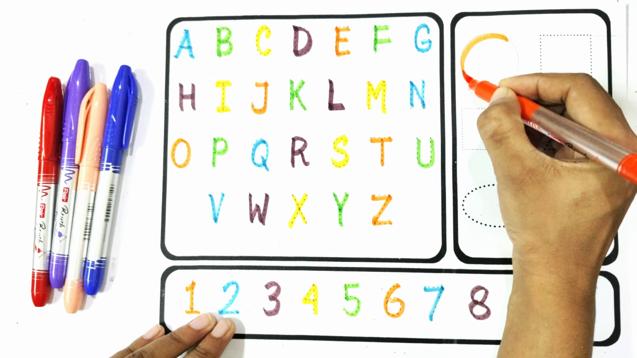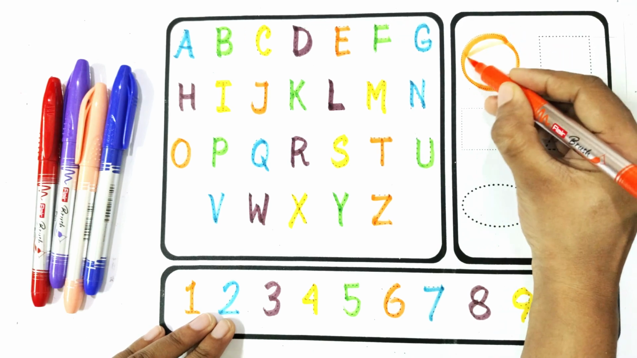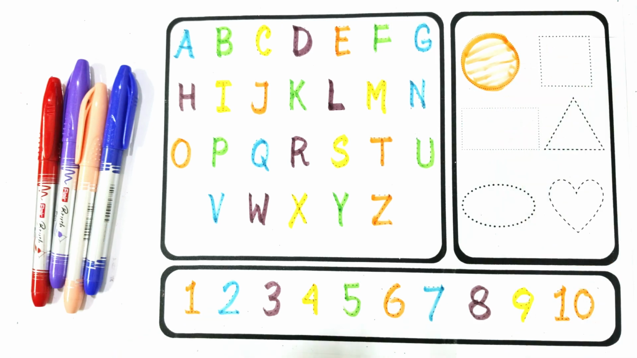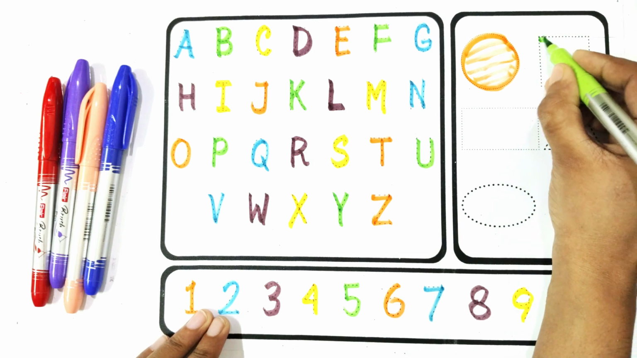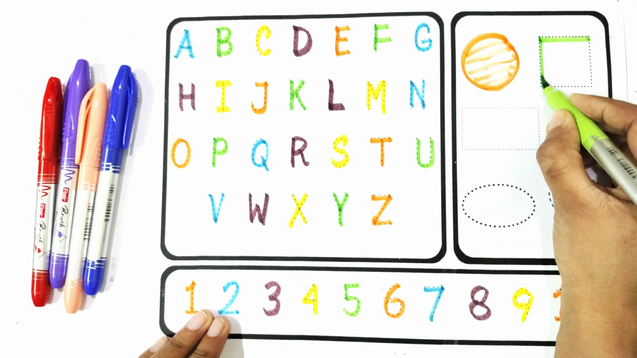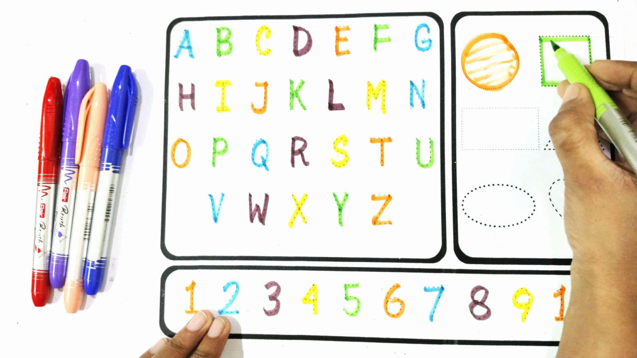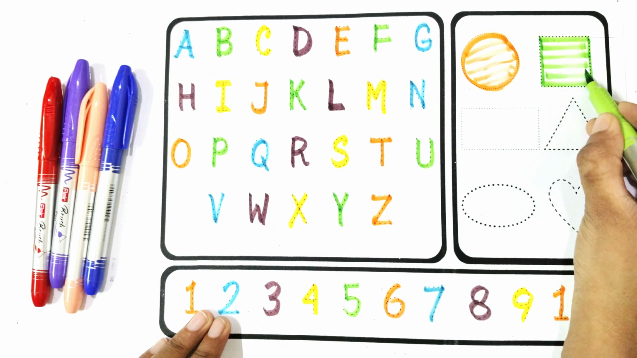Draw with me a circle. Again say with me the name of shape: circle. Say with me shape name: square. Draw with me a square. Again say with me the name of shape: square.